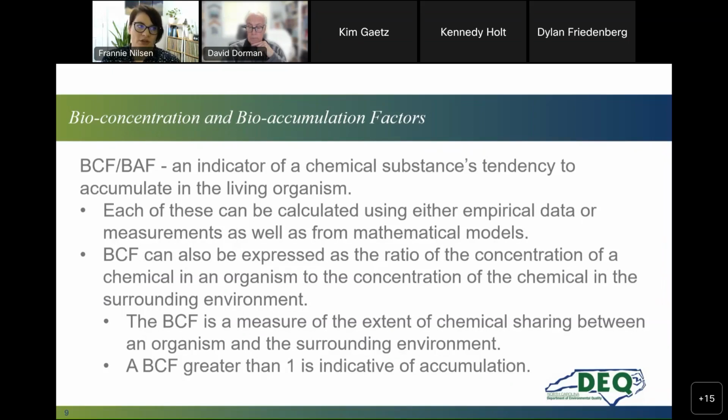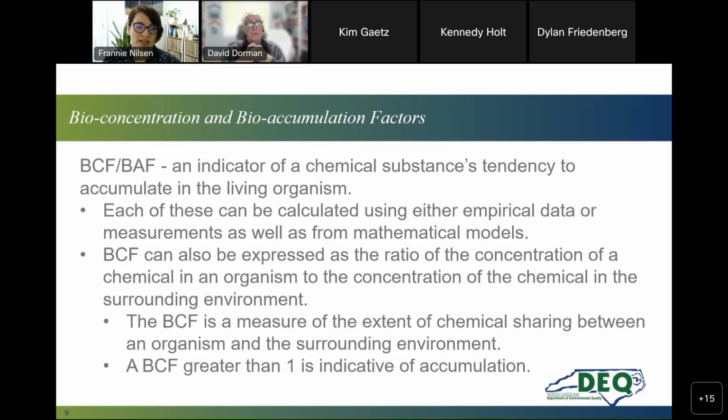Now, a bioconcentration or a bioaccumulation factor, so the abbreviation is BCF or BAF, they're essentially the same thing. One is indicative of being measured in a lab, the other is indicative of being measured in the environment. And so these are really just indicators of a chemical's tendency to accumulate in a living organism. They can be calculated using either empirical data, so direct measurements, or mathematical modeling data. This is something that can just be expressed as a ratio of a concentration in an organism and then a concentration in the environment.